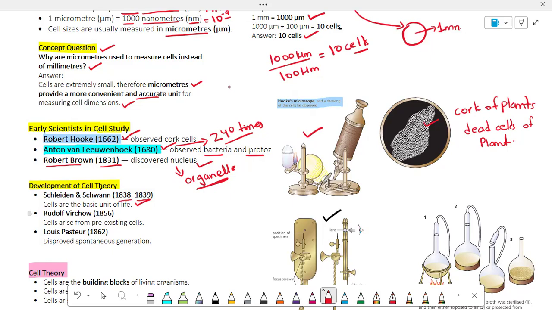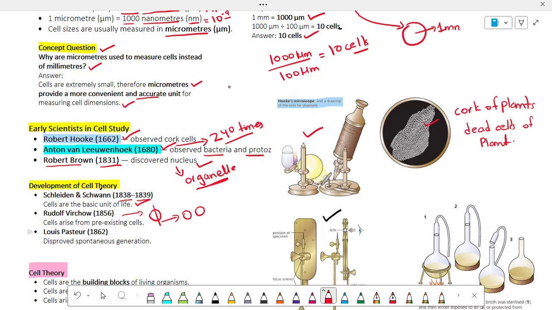Later, Rudolf Virchow added another key idea. He stated that new cells arise from pre-existing cells through cell division. That means if we have a cell, it will divide, and by this division two new cells will be formed. This is the key idea: a cell arises from pre-existing cells.